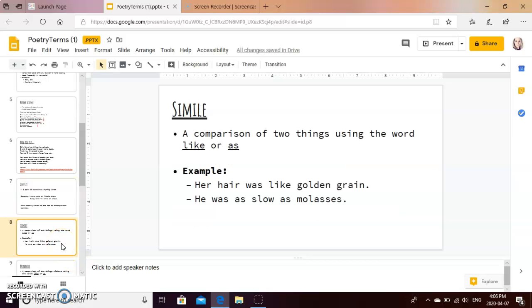Now we're going to move into different poetic devices. These are words you might have heard not only when you've studied poetry, but also when you've studied other types of literature, but we're going to review them anyway.